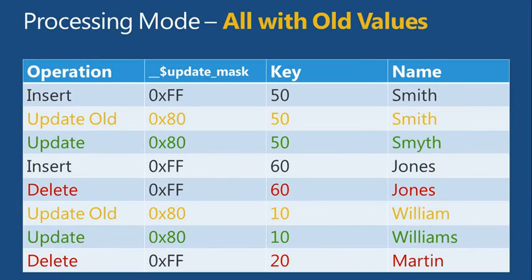All with old values. This is the mode that will give you the most number of rows coming back. So in addition to those green update rows, you have some yellow update old rows. So this is actually going to give you the old value. Okay? The time you'd use this processing mode is if that old value is important. If you want to log for compliance reasons, for example, you need to say this column changed from this value to this value. Right? Or if you want to do any sort of verification, you can use this old processing mode.